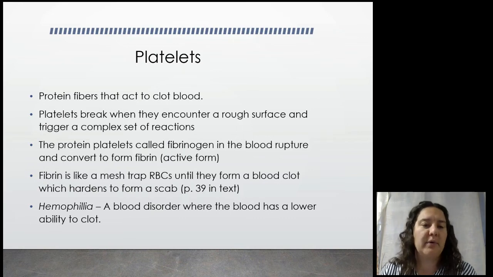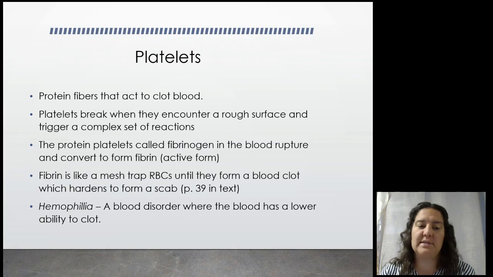So platelets are another component of our blood, and they contain protein fibers that act to clot the blood in the case of an injury of our blood vessels. So platelets break apart when they encounter a rough surface in our blood vessel, so like a tear, and this triggers a complex set of reactions. The protein platelets called fibrinogen in the blood capture and convert to form fibrin, which is the active form of that protein, which then acts like a mesh to trap red blood cells until those blood cells form a clot and then onto a scab.